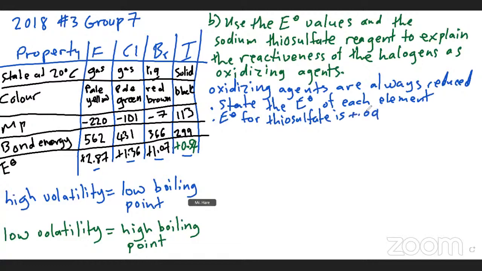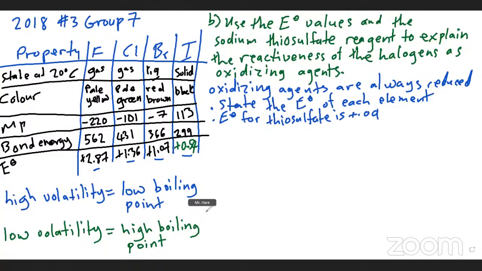So what this is saying, right? Since the E naught for thiosulfate is lower than all of these, it means that all of these will gain electrons from thiosulfate. So the thiosulfate would be oxidized and these would be reduced. So compared to all of these, the thiosulfate would have a greater tendency to give up electrons compared to these.